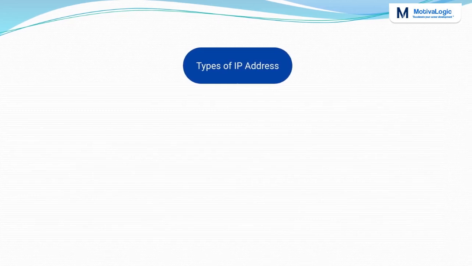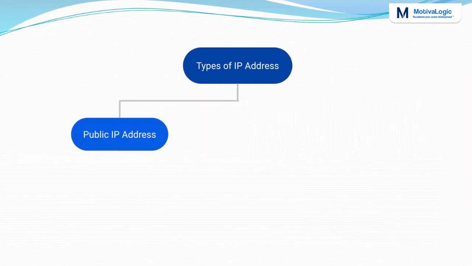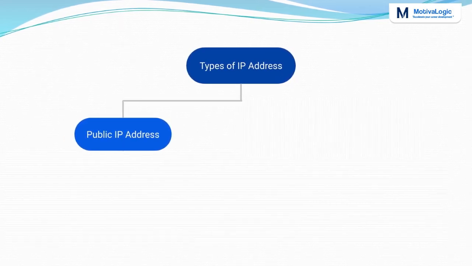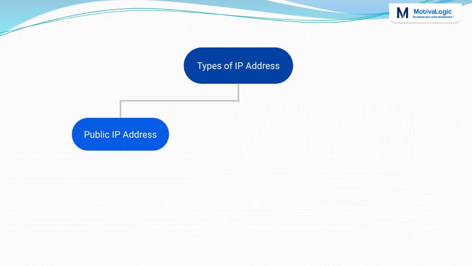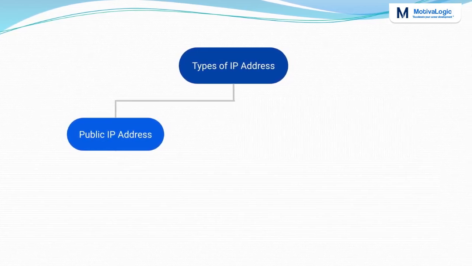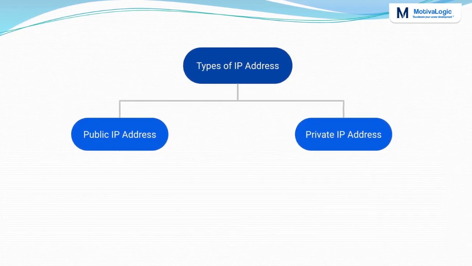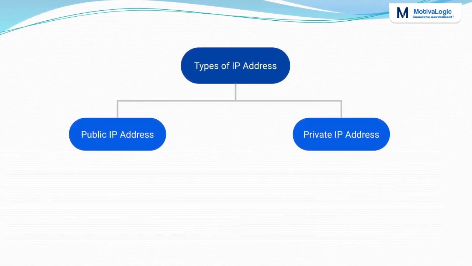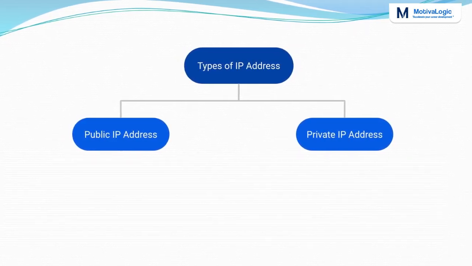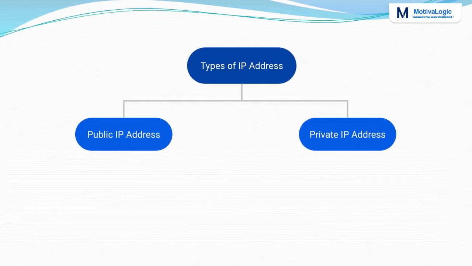Now let's look at the 2 types of IP address we have. Public IP address. These are addresses visible to the Internet. They are used to identify devices directly connected to the Internet, such as servers, routers, and modems. Private IP address. These are addresses used within a private network, such as a home or office network. They are not visible to the Internet and are used to communicate between devices within the network.